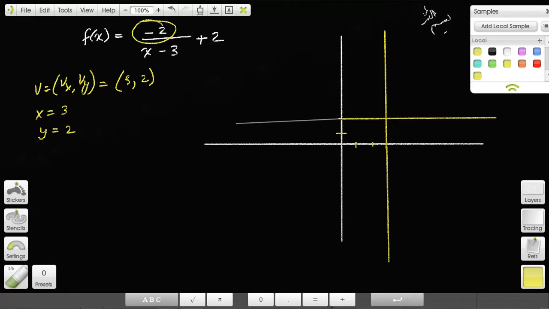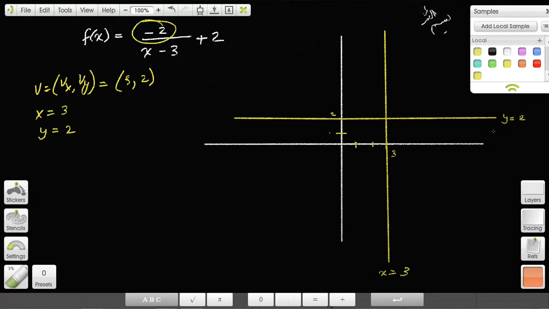Everybody agree? Okay. Isn't 3 supposed to be x? So it would go 1, 2, 3. Yes. Isn't it supposed to be flipped because x is... I'm not drawing the graph yet. I'm just drawing the asymptotes. The graph is going to be somewhere in these 4 quadrants, right?